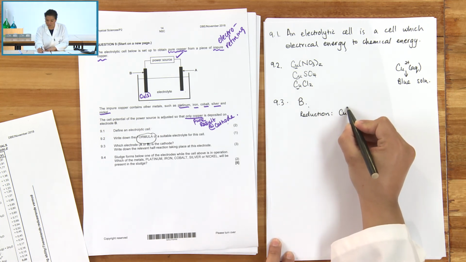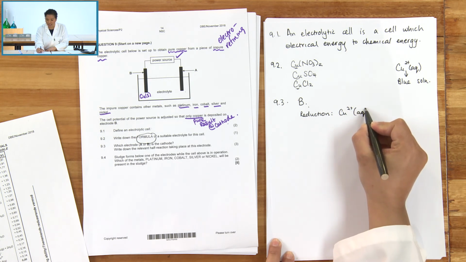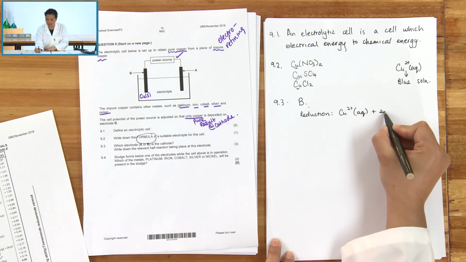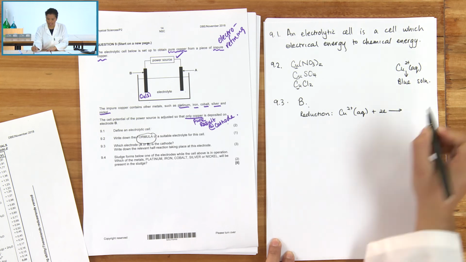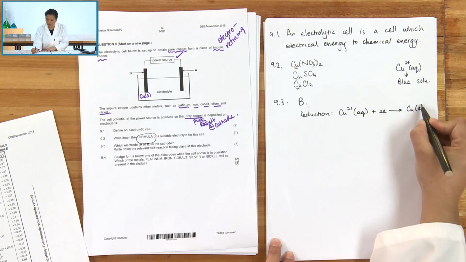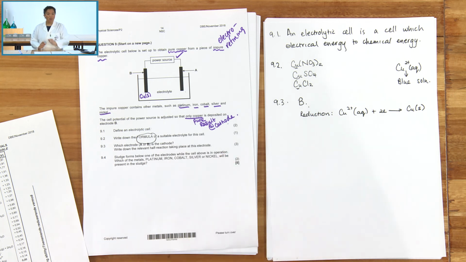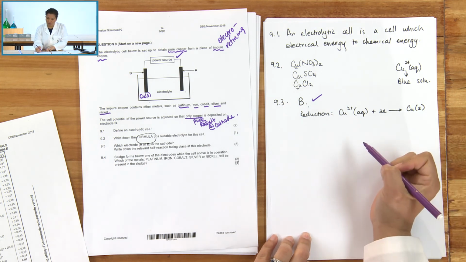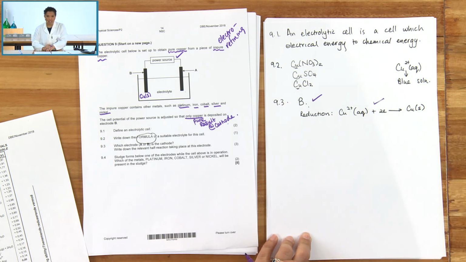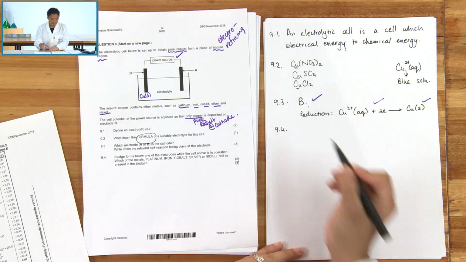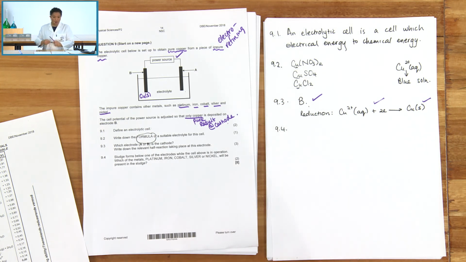So we've got copper 2+ ions in solution. They gain electrons through a process of reduction, and they form pure copper metal. So those are worth 3 marks. You would get a mark for identifying the electrode, and you would get a mark for your reduction and your overall product.